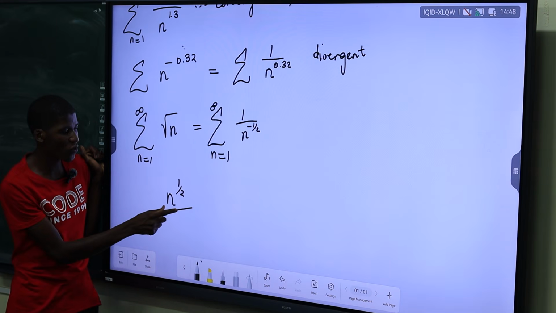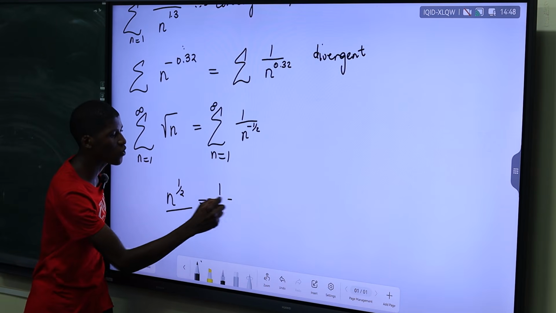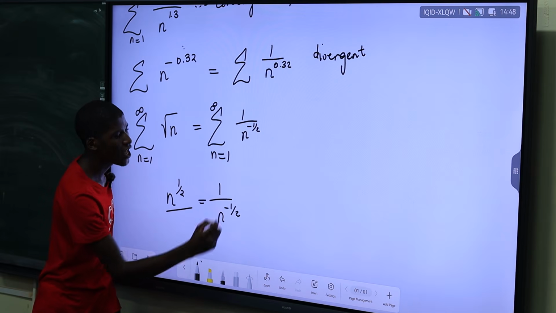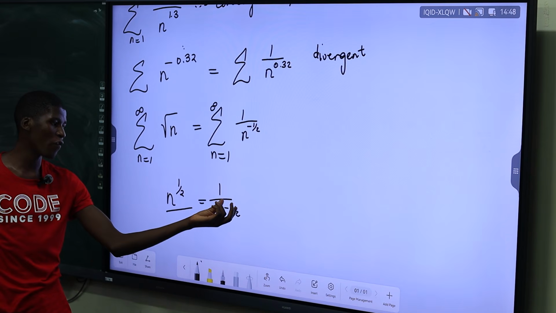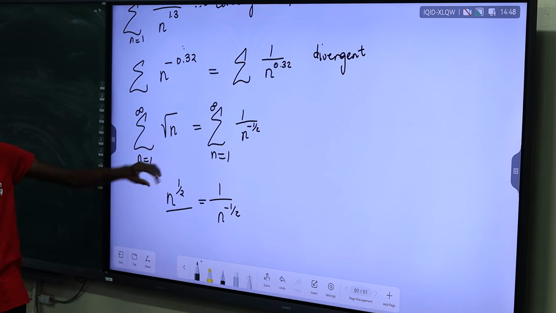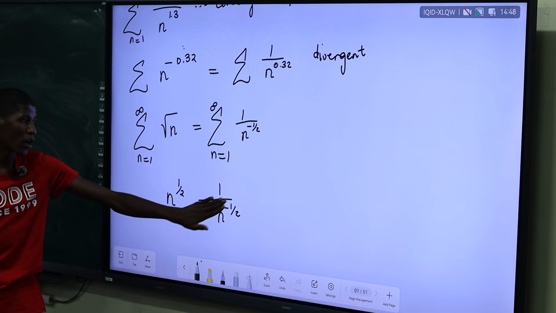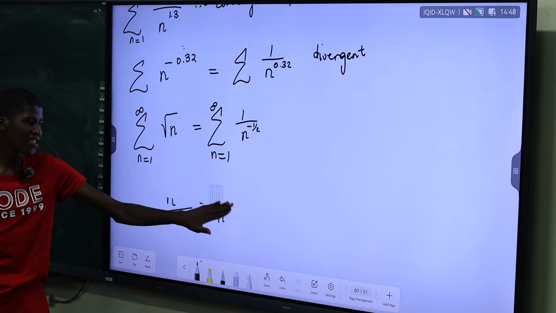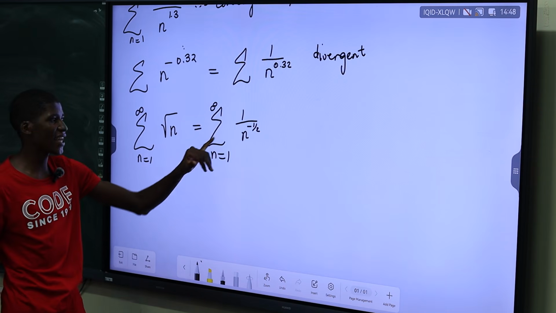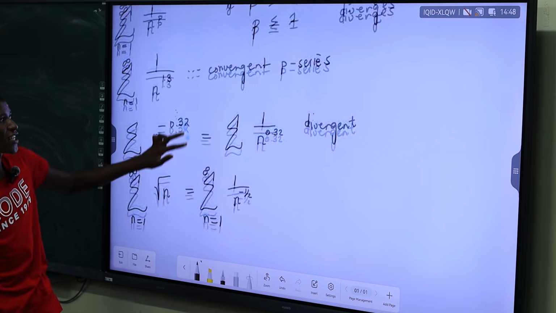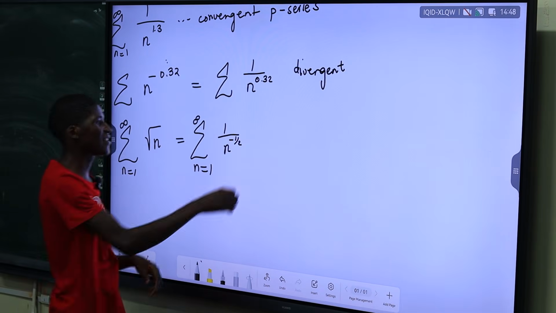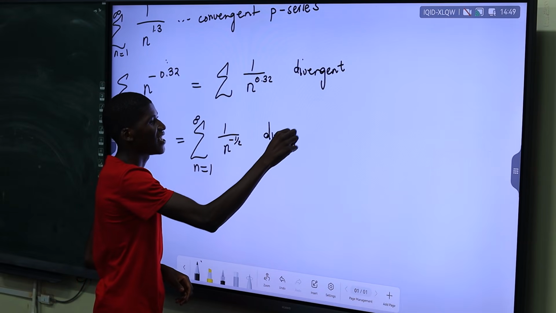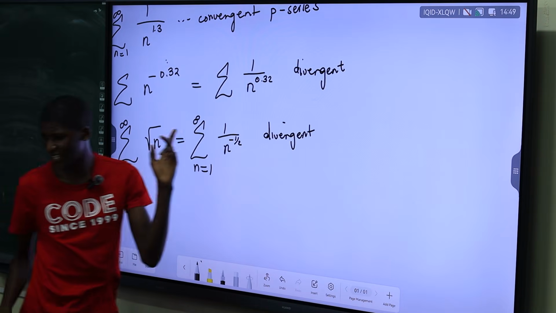So n raised to the power of 1 over 2 can be written as 1 over n to the power of negative 1 over 2. Because once you have a negative exponent, it means n raised to the power of minus 1 over 2 in the numerator becomes n raised to the power of positive 1 over 2. So in other words, is this one convergent or divergent? Minus 1 over 2 is the exponent and it falls in the range below 1. So we can say that this is a divergent p-series. Yeah, that's it about a p-series, nothing much.